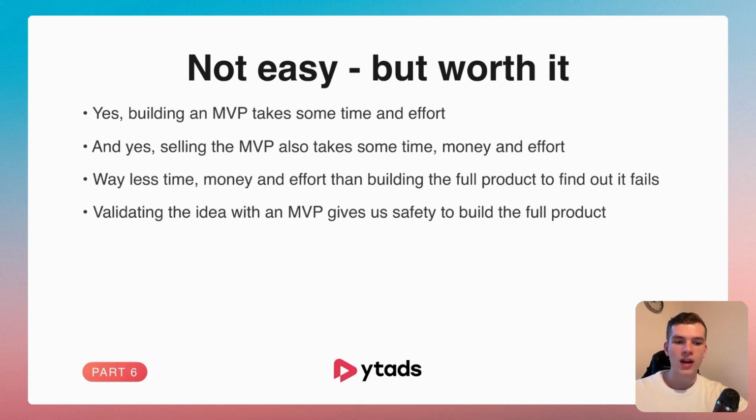So always try to validate your product idea via an MVP before building the actual full-on product. Because validating the idea with an MVP gives us safety to build a full product, because now we know this will work because it has already worked with the MVP, so the full version will work as well. So keep that in mind. Never just blindly build an entire product. Always validate it first with an MVP.